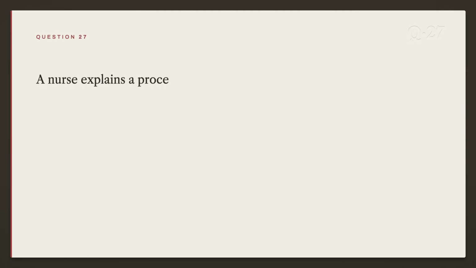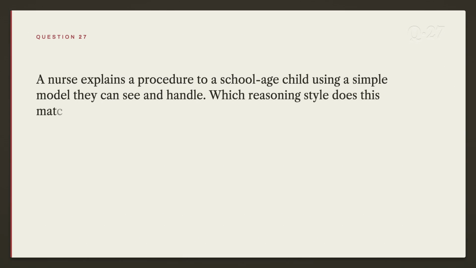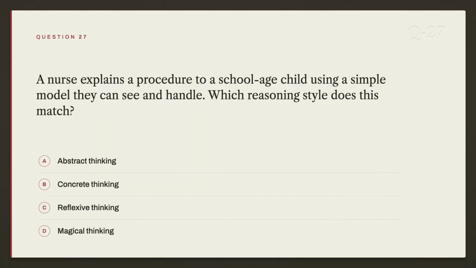Question 27. A nurse explains a procedure to a school-aged child using a simple model they can see and handle. Which reasoning style does this match? Your options are: A. Abstract thinking, B. Concrete thinking, C. Reflexive thinking, D. Magical thinking. Before I reveal it, which one do you think is right?